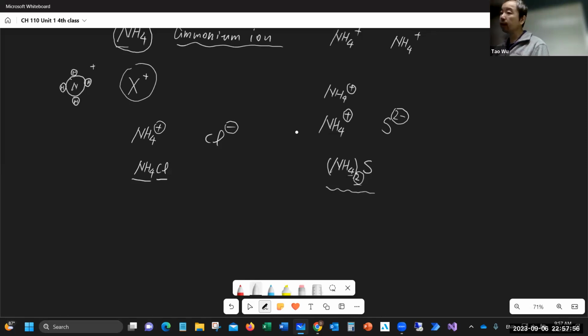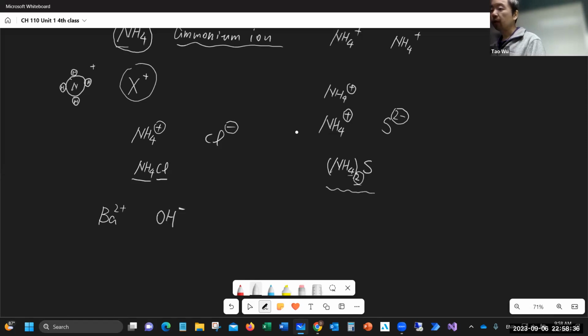But what if we have another one? Let's see. We have a barium ion. This is a monoatomic ion. And we have another one. Anyone know what is the name of this? OH minus. Looking at the polyatomic ion list, the third one. That's called hydroxide, and hydroxide is how you make a base. When you have OH ion in the solution, then that's called a base.